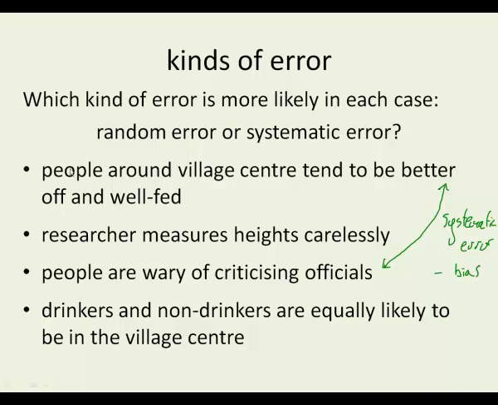Whereas in this case, measuring heights carelessly, it could be that I measure some too high, some too low. Here, because the drinkers and non-drinkers are equally likely to be in the village centre, when I pick people, I'm equally likely to get drinkers and non-drinkers. They should both be fairly representative. If I don't get a fair balance, that's just going to be luck of the draw. So the error here is going to be random error. Still going to be some error, but it'll be just random error. In these cases, there'll be a systematic bias in one direction or the other, which is more serious.